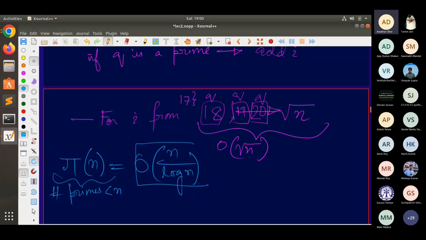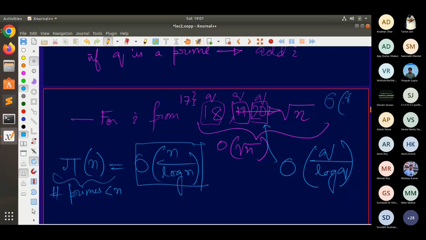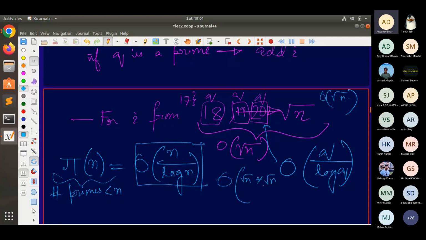So if you check for all of these, for each of these checkings, you will get something like order of q by log q. And since q can have values from 18 to root n, on an average, it would have something like 18 plus root n by 2 value for q, which is order root n. So you would have something like order root n into root n by log root n, right? Root n from this, root n by log of root n from this. Which is basically n by log n.